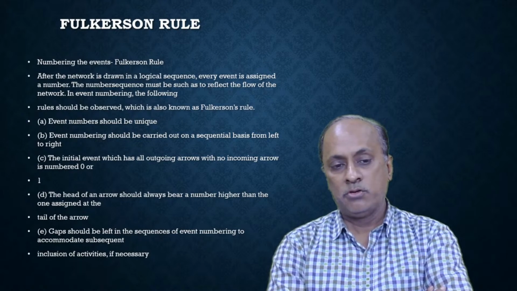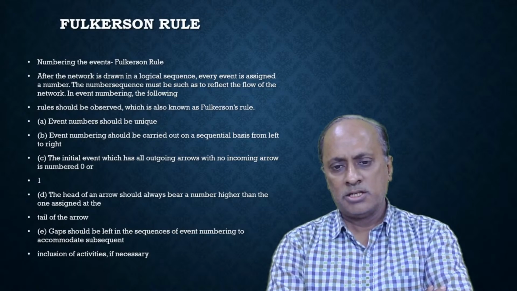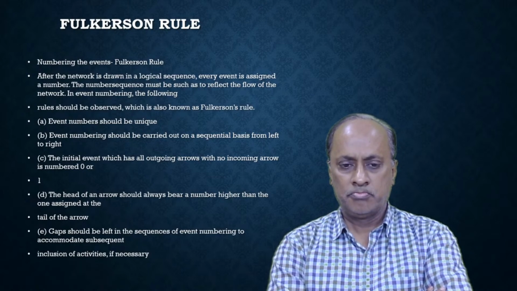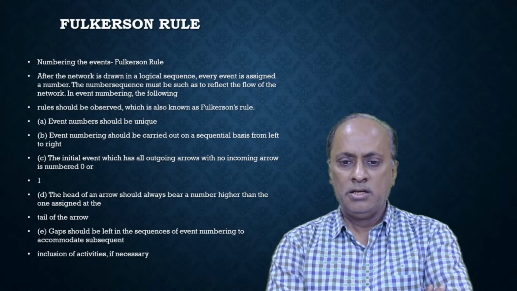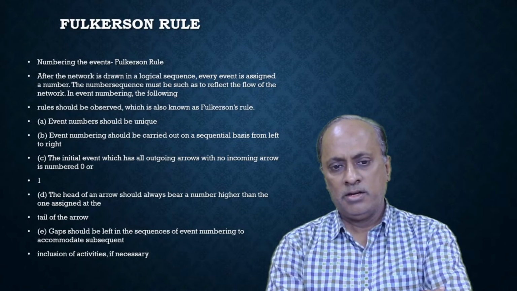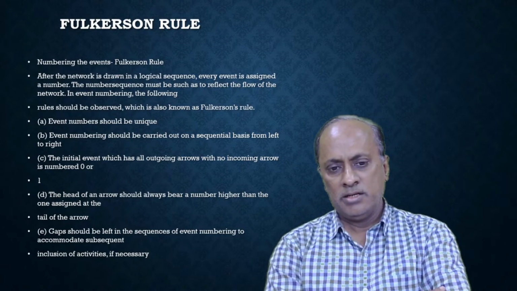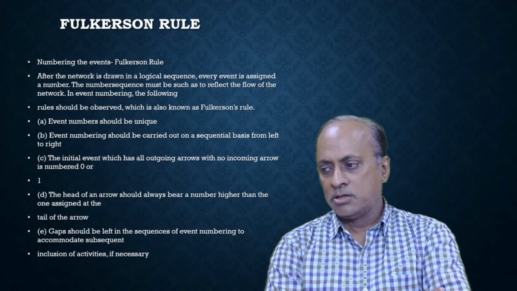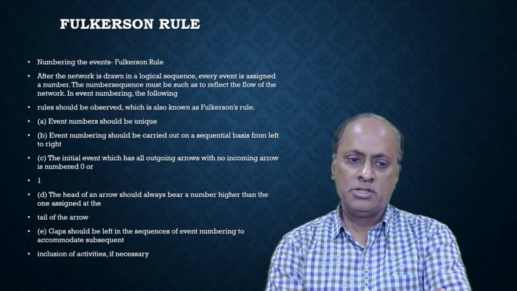We go from left to right. That means the events should be numbered on a sequential basis from the left to the right. The initial event has all outgoing arrows. So the initial event, where there are only outgoing arrows and no incoming arrows, should be numbered either 0 or 1.